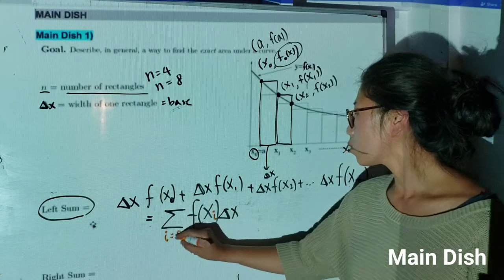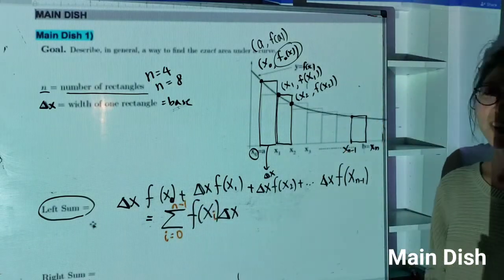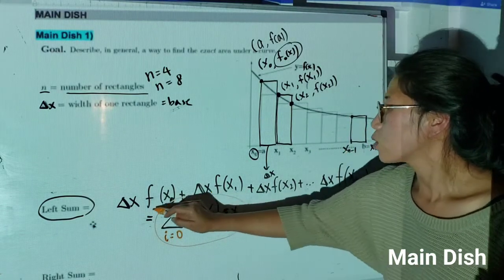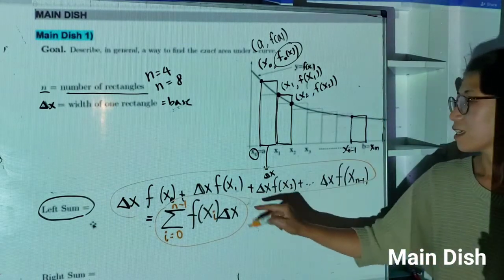Starting from 0 to n minus 1. There you go. So that's how we write this whole long thing in this way.